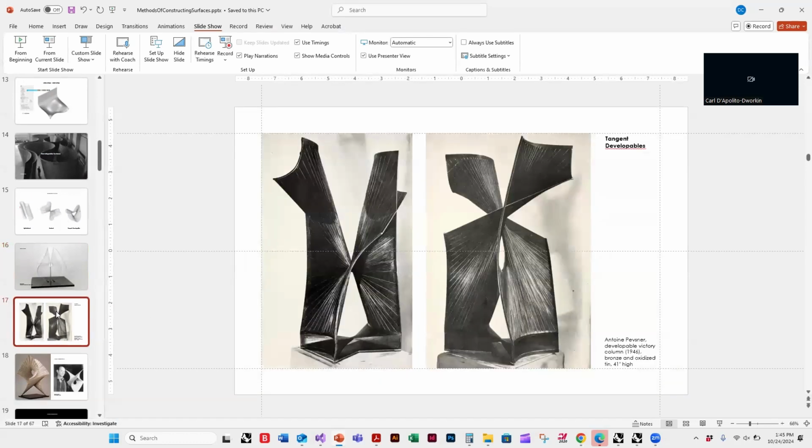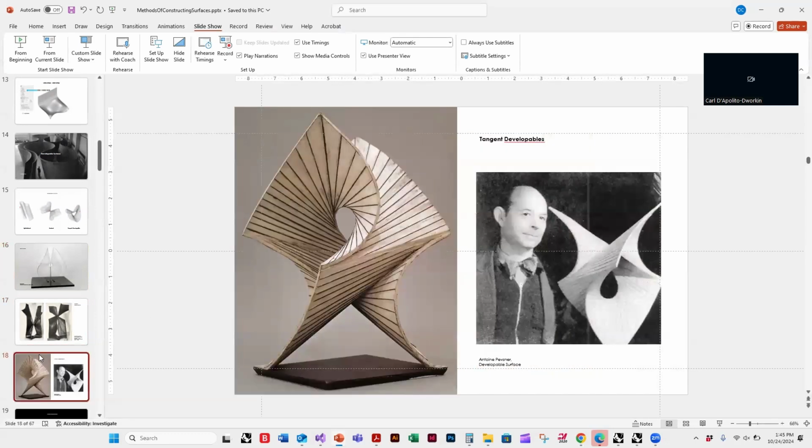Developable surfaces also, this person, Antoine Pevsner, who is Naum Gabo's brother, was the person that explored the tangent developables most in history. These are all developable. All of his sculptures are developable. Like that is developable. This is in Venice.